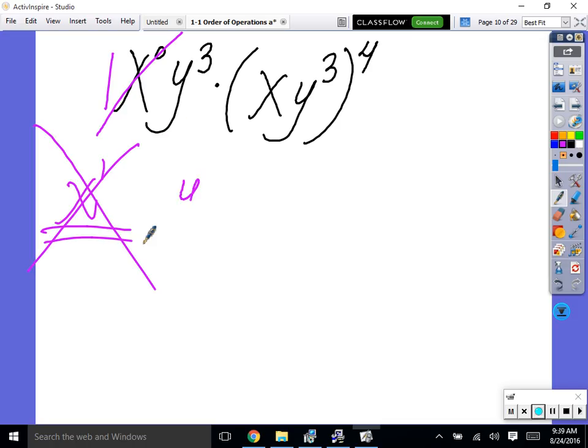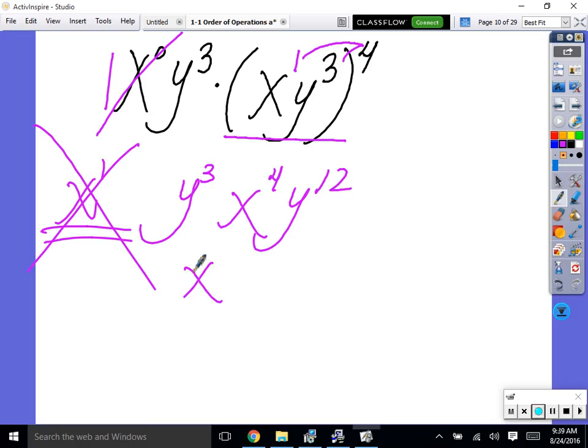So we have a y cubed, and then we've got to look inside these parentheses. We have x to the 1st, y to the 3rd. I always write in that first power so I don't make the mistake of ignoring that x. Raise a power to a power and you multiply. So we have an x to the 4th, y to the 12th.